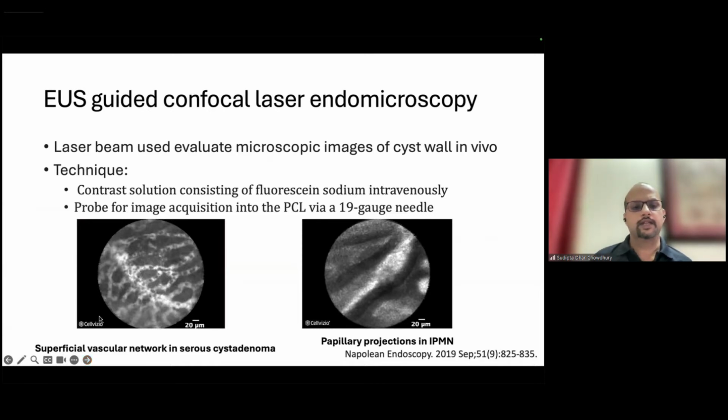And as you can see on the left side, this is a superficial vascular network, which is quite pathognomonic of serous cystadenoma. And even in IPMN, without having to do much aspiration, I think you can diagnose papillary projections. So in addition to imaging limitations, significant cost constraints have limited its widespread use.